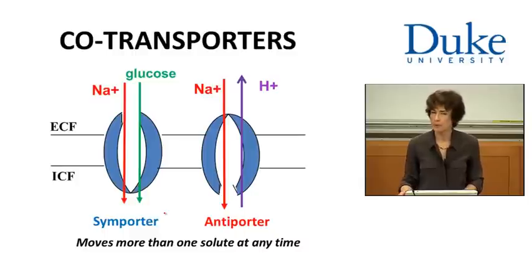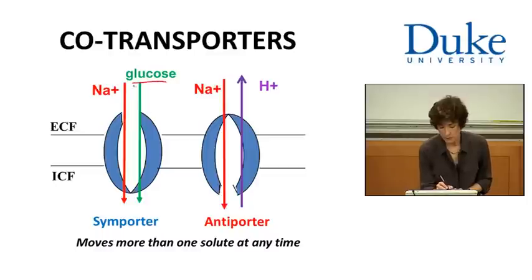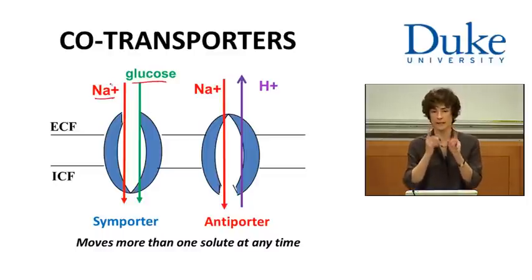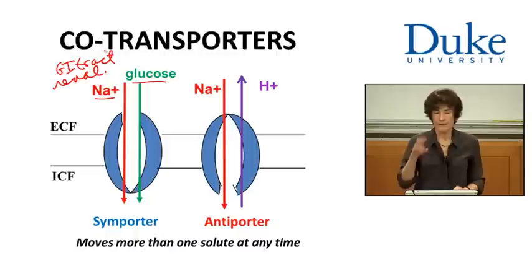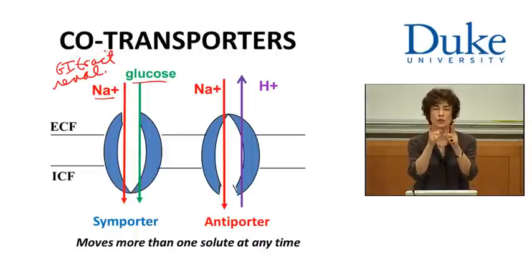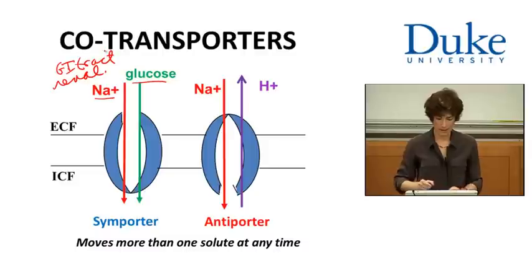Now, some of these transporters are able to take more than one solute at a time. For instance, we can have a transporter that will move glucose and sodium together. And these occur within the gastrointestinal tract. They also occur within the renal tubules. This sodium glucose transporter is a co-transporter. It's taking two solutes across the membrane at the same time.